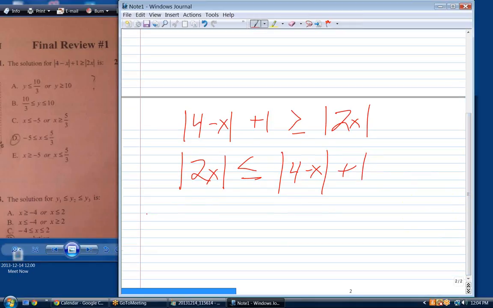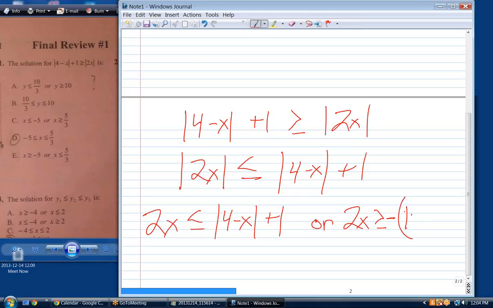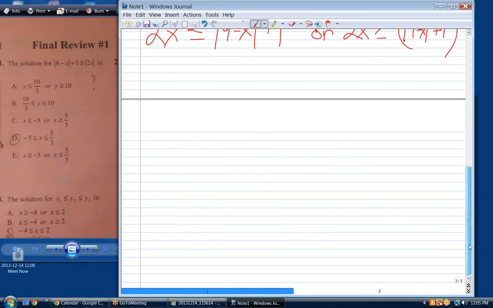Okay, it means that 2x is less than or equal to the absolute value of 4 minus x plus 1, or what? 2x is greater than or equal to negative, the negative of that whole thing. Let's just for the moment state the negative of the whole thing like the following here. Okay. Now we solve each one.